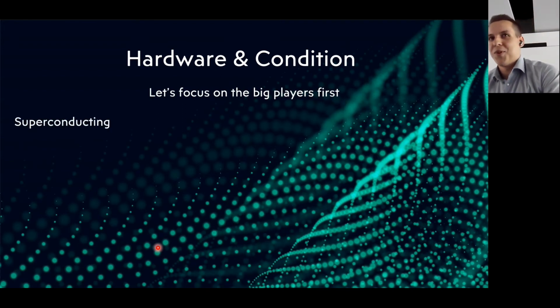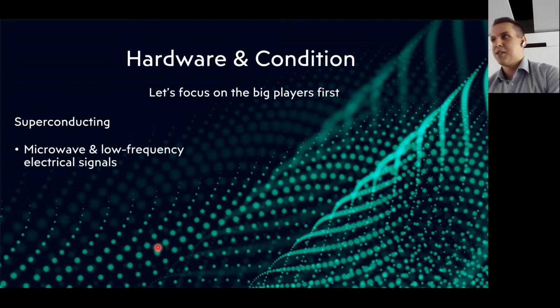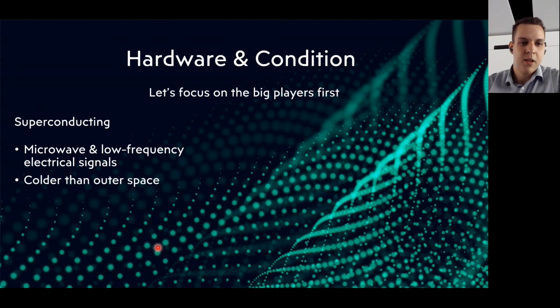We need to know what superconducting is. I suppose not everybody knows what superconducting is, so I will explain it. If you have microwave or low frequency electric signals on a metal or in an electric circuit, you will get superconducting. It's super cool, at low temperature, colder than outer space. This is really the method that is used for the big quantum computers.